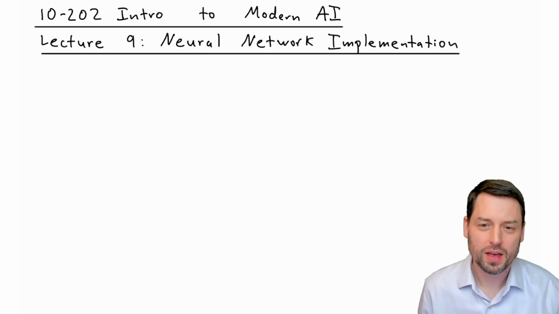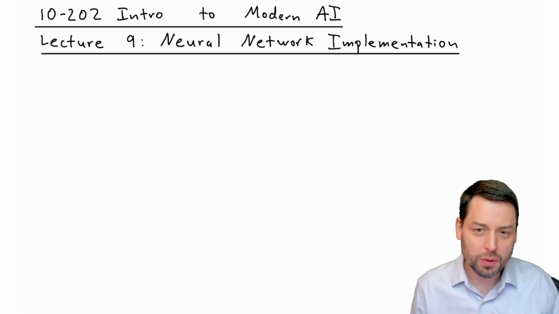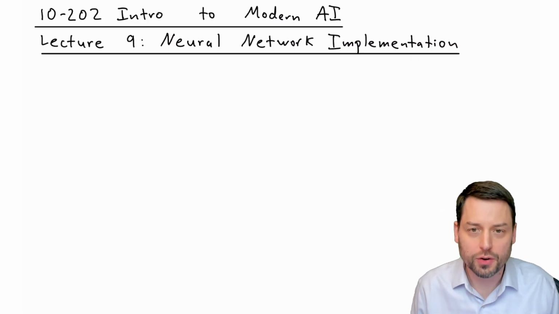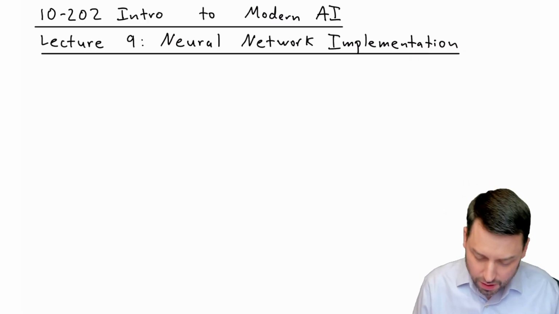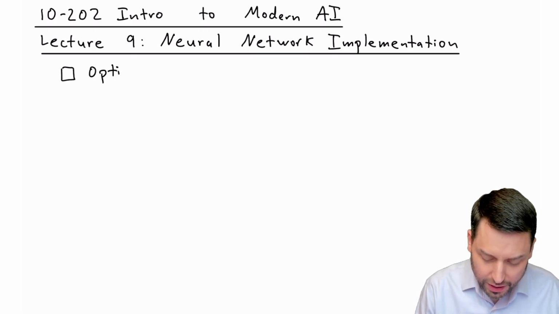Hi, everyone. Welcome to Lecture 9 of Intro to Modern AI. Today, we're going to talk about some aspects of neural network implementation. First, we're going to talk about optimizing neural networks.